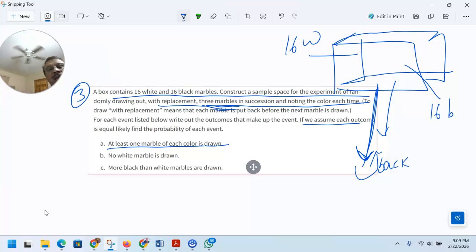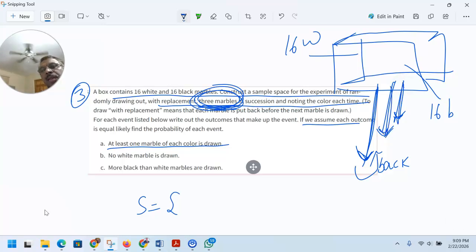So then we have to write a sample space here. What is our sample space in this case? They are picking 3 marbles, I'm sorry. So there are 3. When you pick, you note the color, put it back and pick another one. Note the color, pick the third one like that.